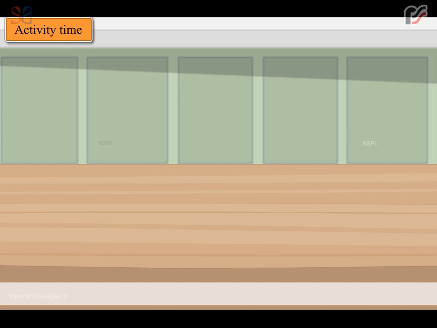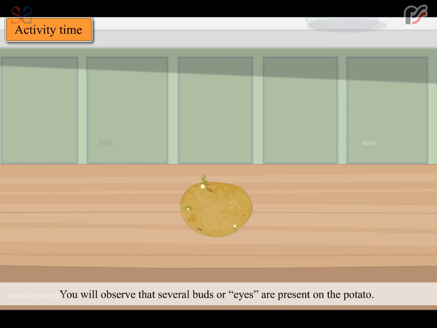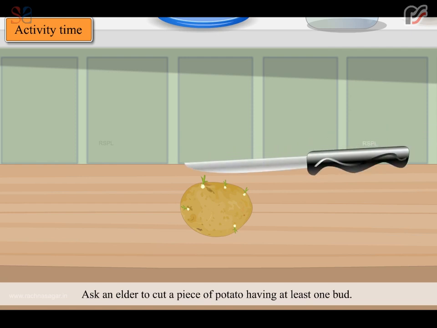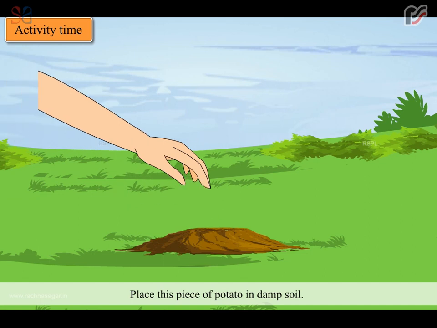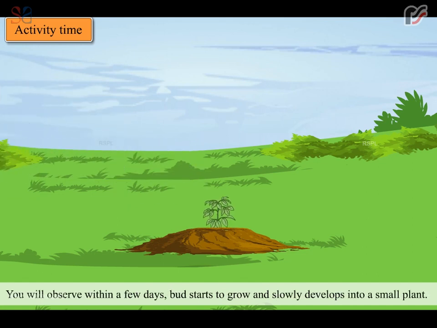It's time for an activity. Take a potato and observe it carefully. You will observe that several buds or eyes are present on the potato. Ask an elder to cut a piece of potato having at least one bud. Place this piece of potato in damp soil. You will observe that within a few days the bud starts to grow and slowly develops into a small plant.